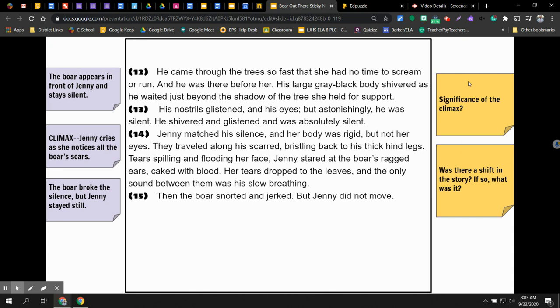Now in the yellow, you need to tell me what's significant about the climax. What is it that she's learning? What is it that's happening? What is it that she's realizing? How is she changing? Go.